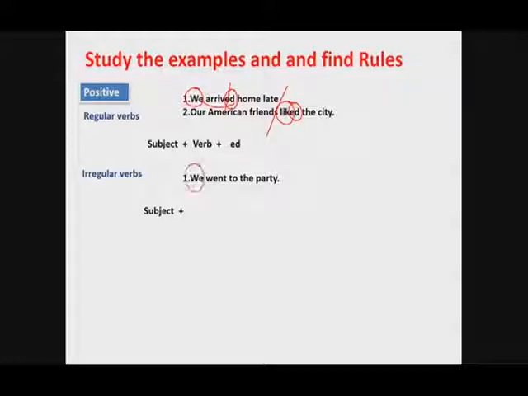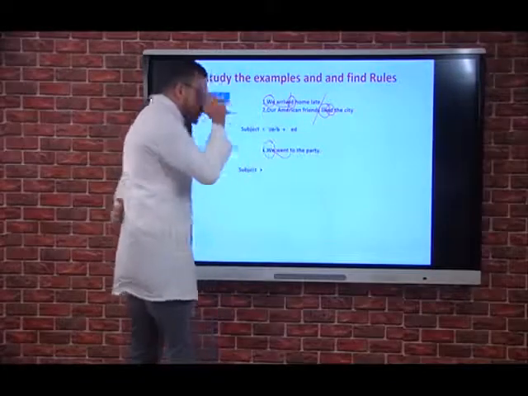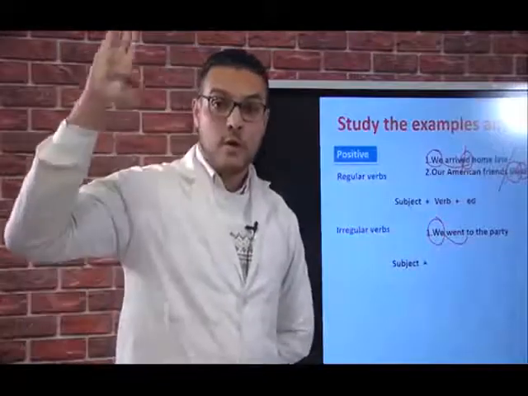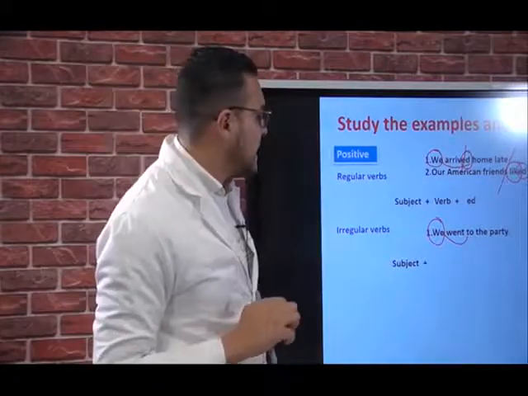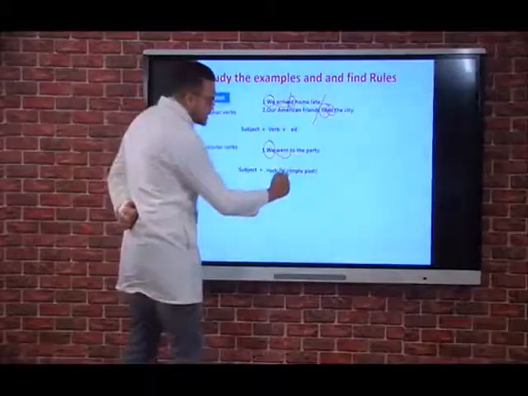As you noticed, the subject pronoun is we. It's a plural form. Then I have went. Do you still remember what is went? That's it. It's the verb to go in the simple past tense. So, it's verb in the simple past.